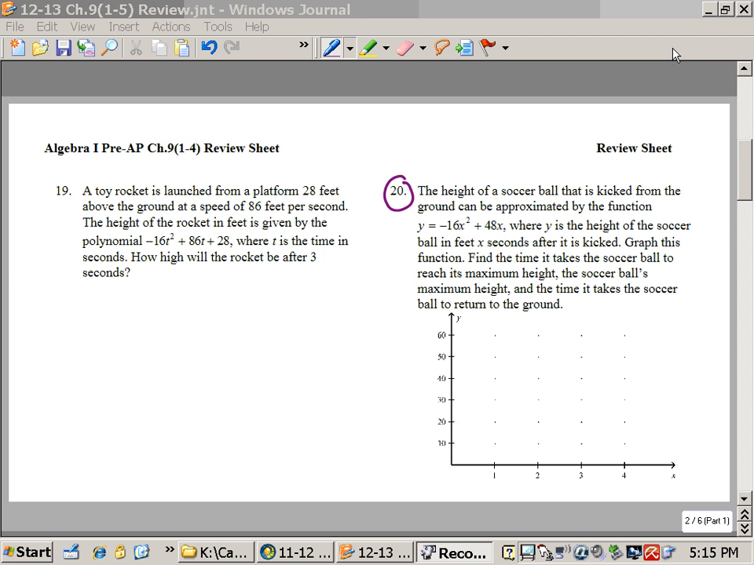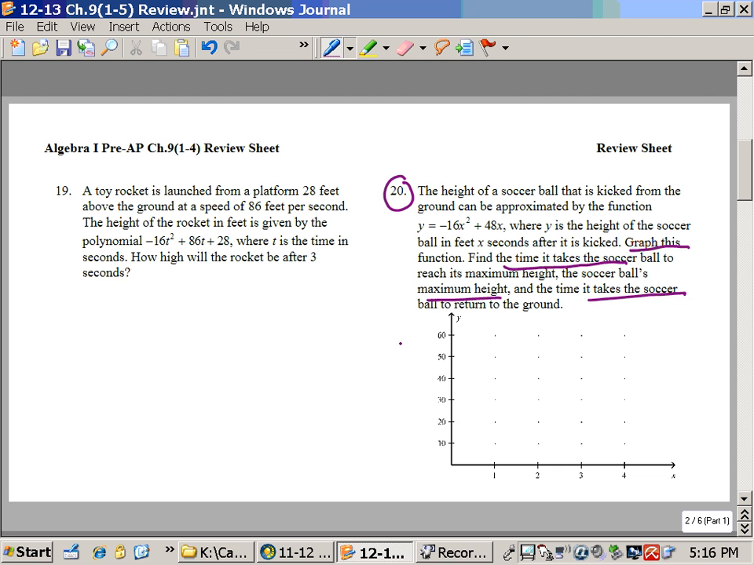Okay, number 20, someone asked me about today, so I'm going to go ahead and do this one. I have 3 things that I have to do. It says to first graph the function. I need to find the time it takes to reach the maximum height, and then the time it takes for the soccer ball to return to the ground.